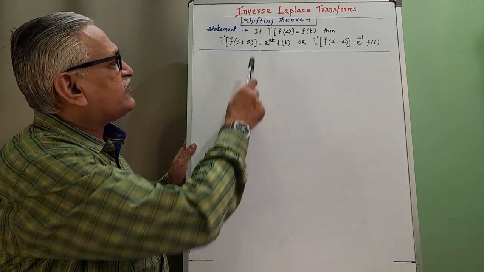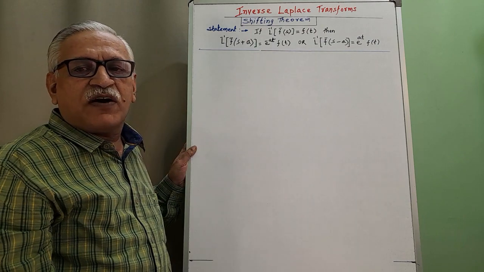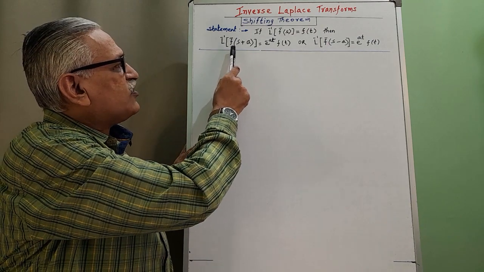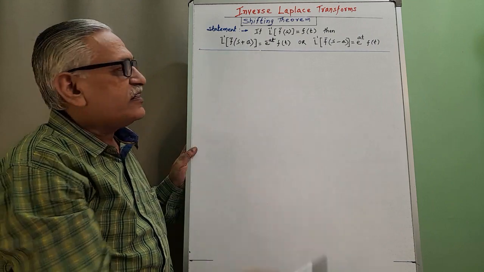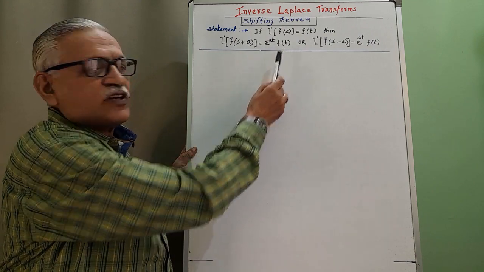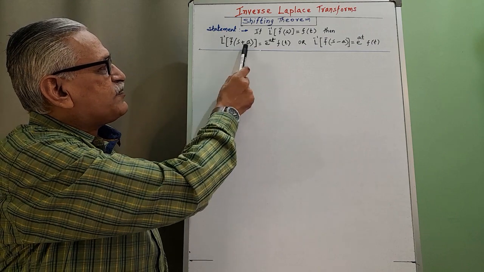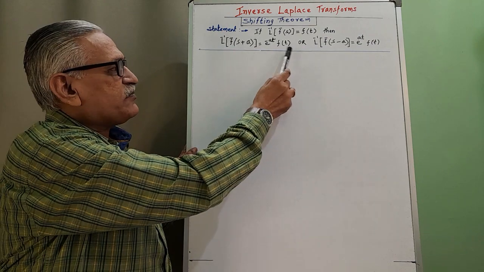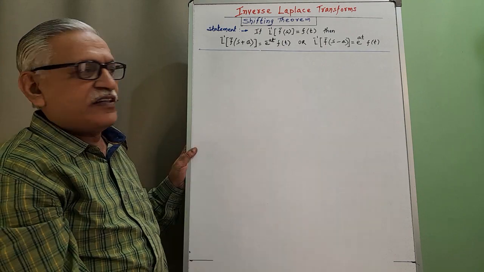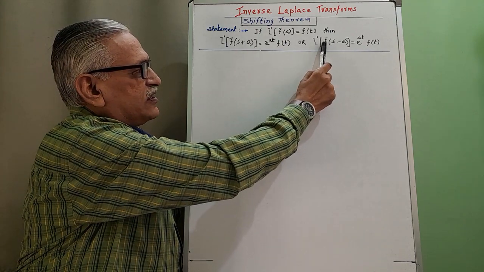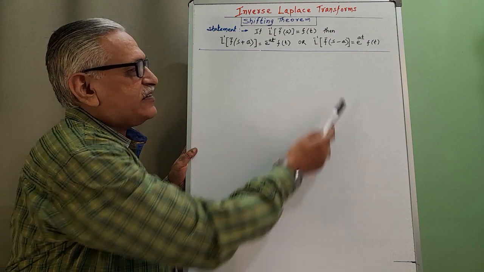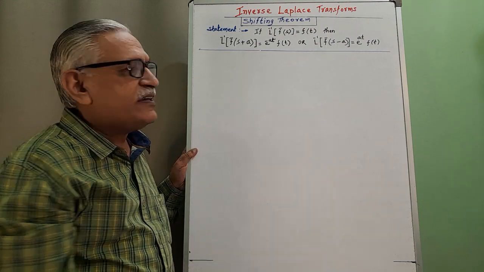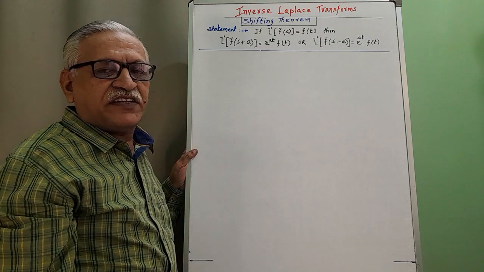Its statement is like this: if inverse of f bar of s is f of t, then inverse of f bar of s plus a is equal to e raised to minus at into f of t. Means if s is replaced by s plus a, then we have to multiply that f of t by e raised to minus at. And inverse of f bar of s minus a, as here s is replaced by s minus a, we have to multiply that f of t by e raised to plus at.